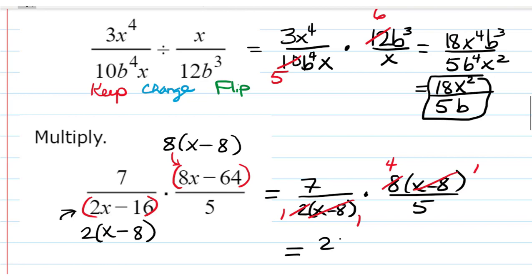7 times 4 is 28. 1 times 5 is 5. So we're left with just 28/5.